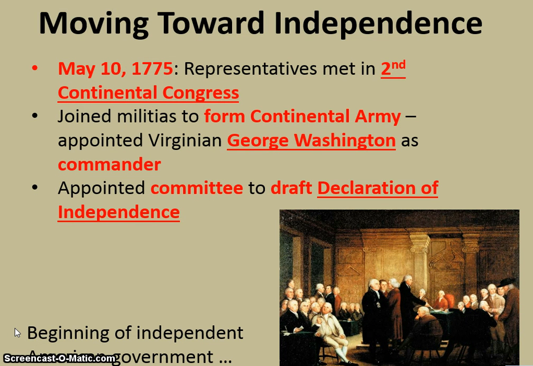So, moving toward independence, on May 10, 1775, shortly after Lexington and Concord, representatives met in the Second Continental Congress. They decided to join their state militias together to form the Continental Army, and they appointed Virginian George Washington as its commander. If you remember, George Washington, besides being a prominent politician and planter, was also a military hero on the side of the British in the French and Indian War. They also appointed a committee of 5 men to draft the Declaration of Independence, so we see the beginnings of the formation of an independent American government in this meeting.